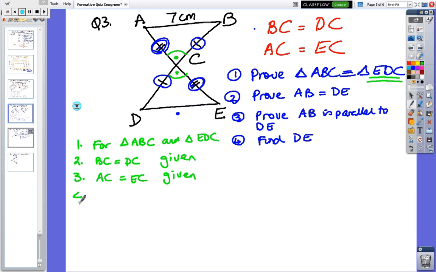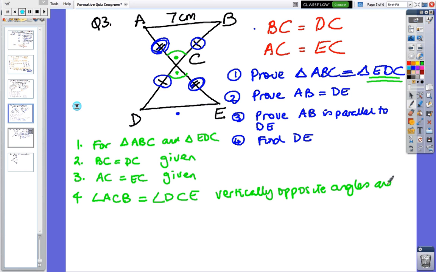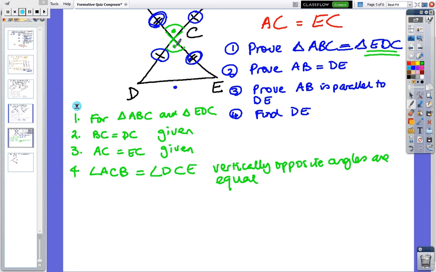So this time we have to use the letters because we can't have just the letter C. So angle ACB equals angle DCE, and the reason is vertically opposite angles are equal. So whenever you get that cross, then you've got vertically opposite. Okay, so that gives you a clue. We have two sides and the included angle, so we've got SAS. That's going to be the reason.